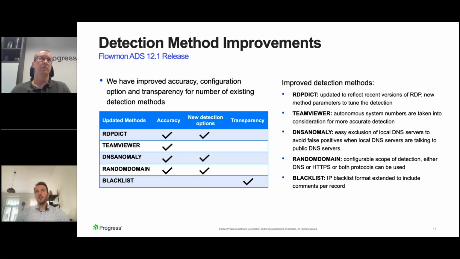And as part of the continuous improvement of all the existing methods, we have also updated these existing detection methods: RDP dictionary, TeamViewer, DNS anomaly, random domain, and IP blacklist detection methods. So now you have better accuracy and new configuration options and transparency.